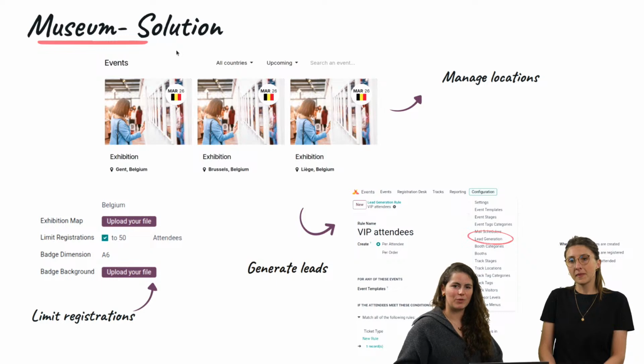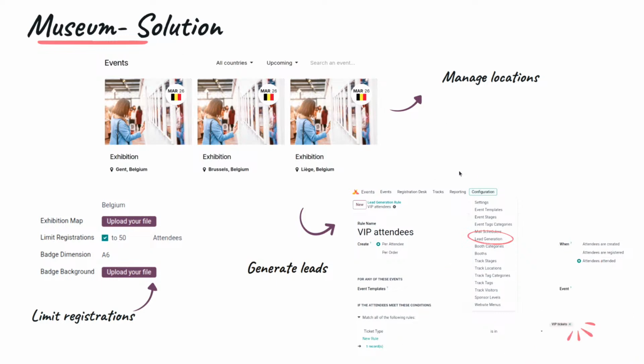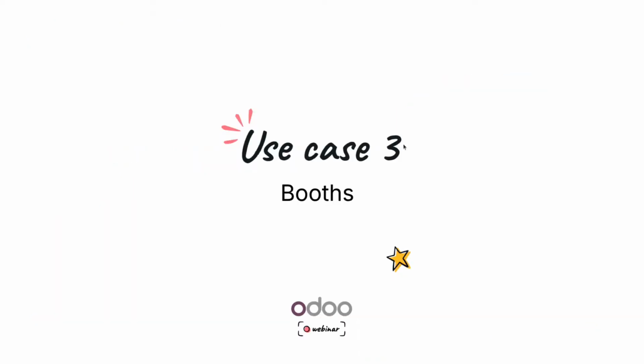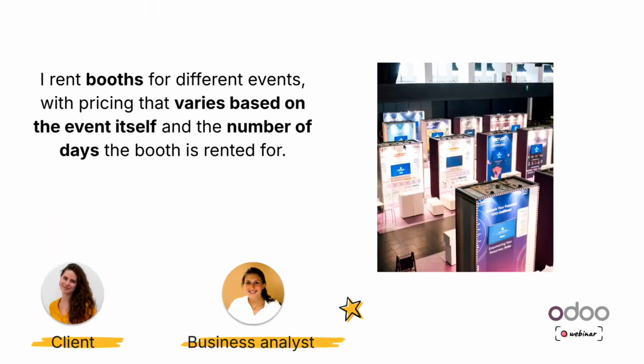So just a quick summary of the solution. As we saw, the main advantage is the fact that you can generate leads based on rules that you will apply. You can also limit the registration, which is a cool feature of events. And for the location, you will indeed have to create one event per location. Perfect. Okay, so next use case.